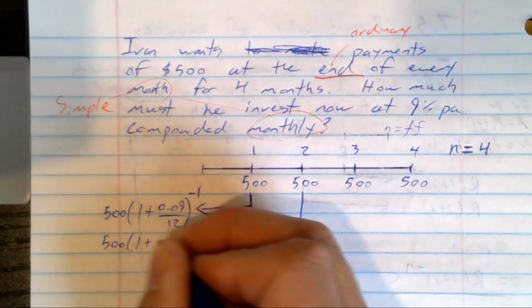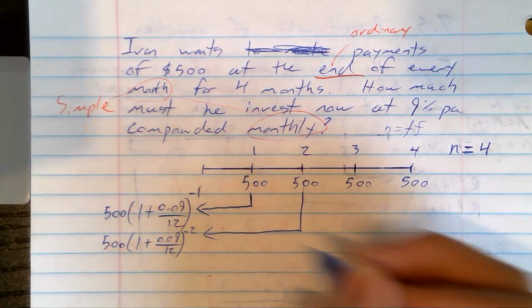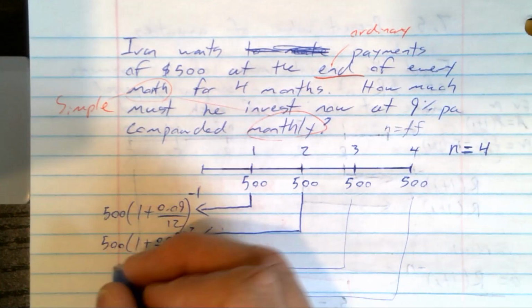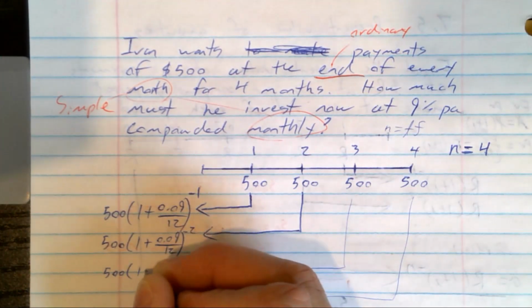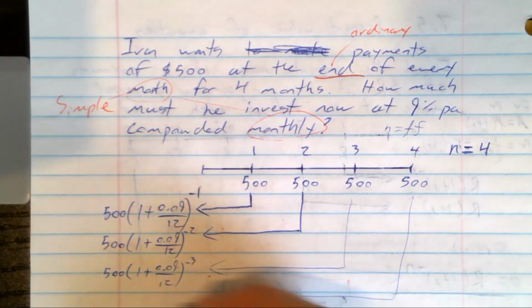2 periods. In this case, 0.09 divided by 12, I'm pretty sure it terminates, but that's not always the case. So, and this is a weird case where it might not take much longer to write out actually all of these payments here. That's going back 3. This one right here is going back 4.